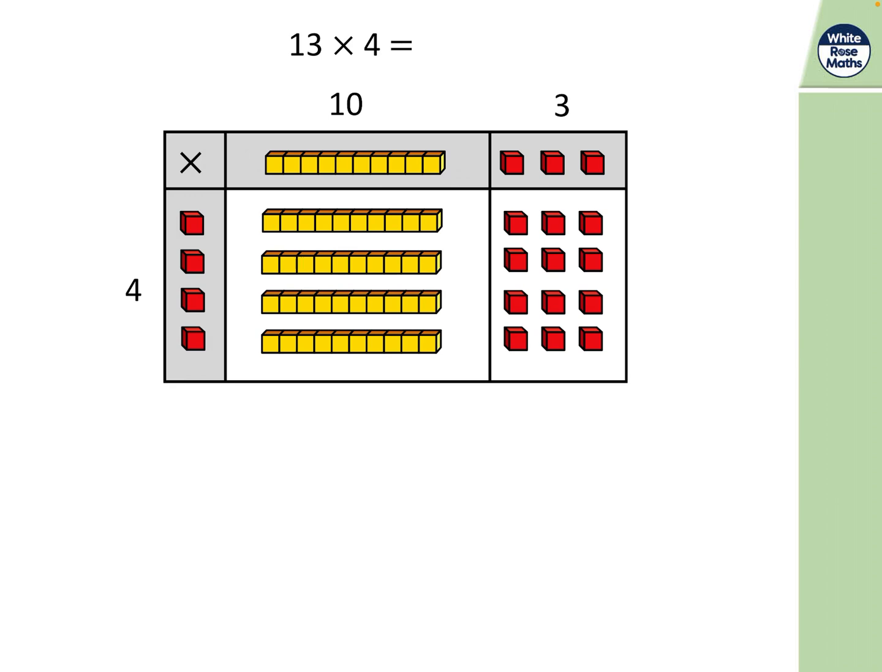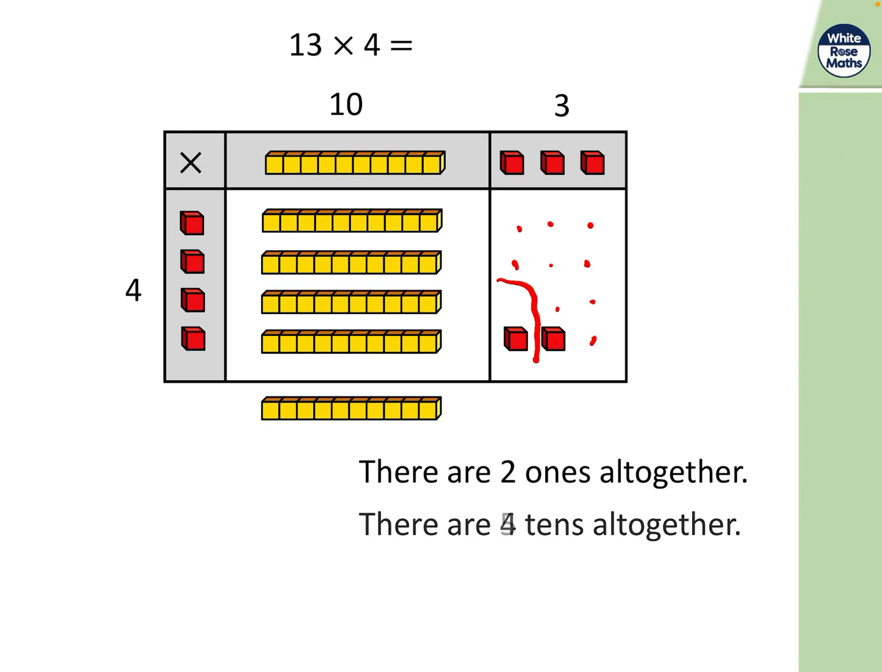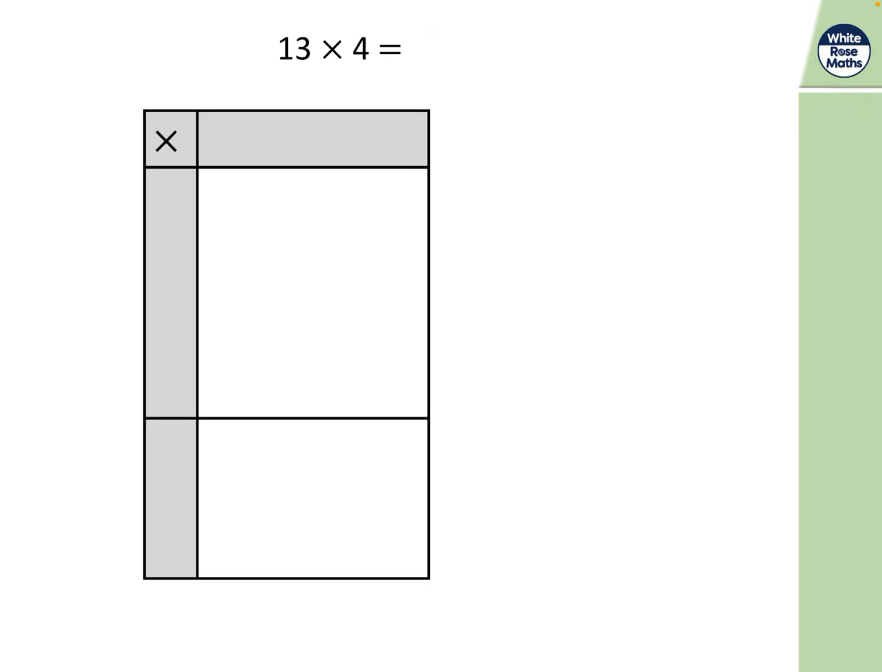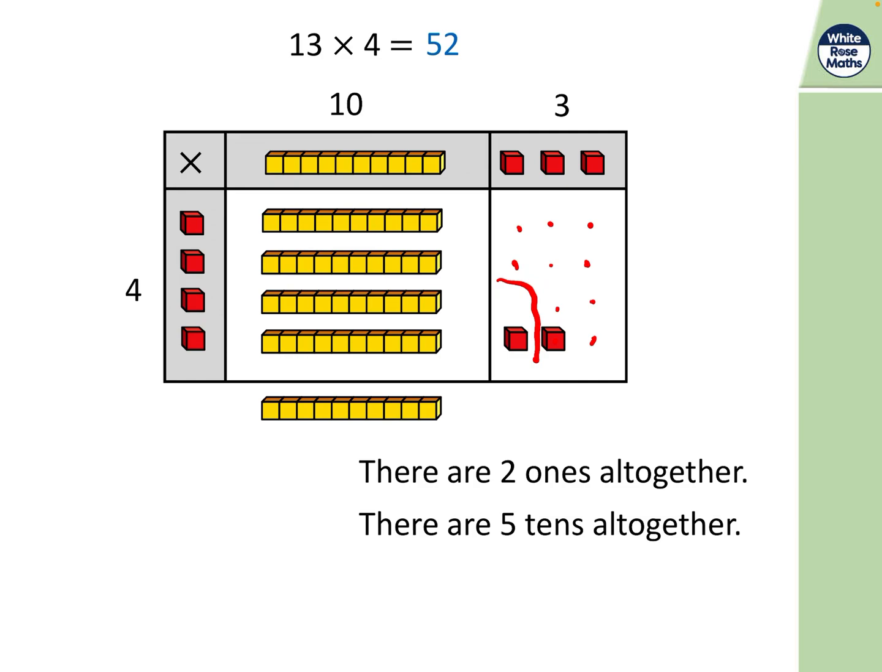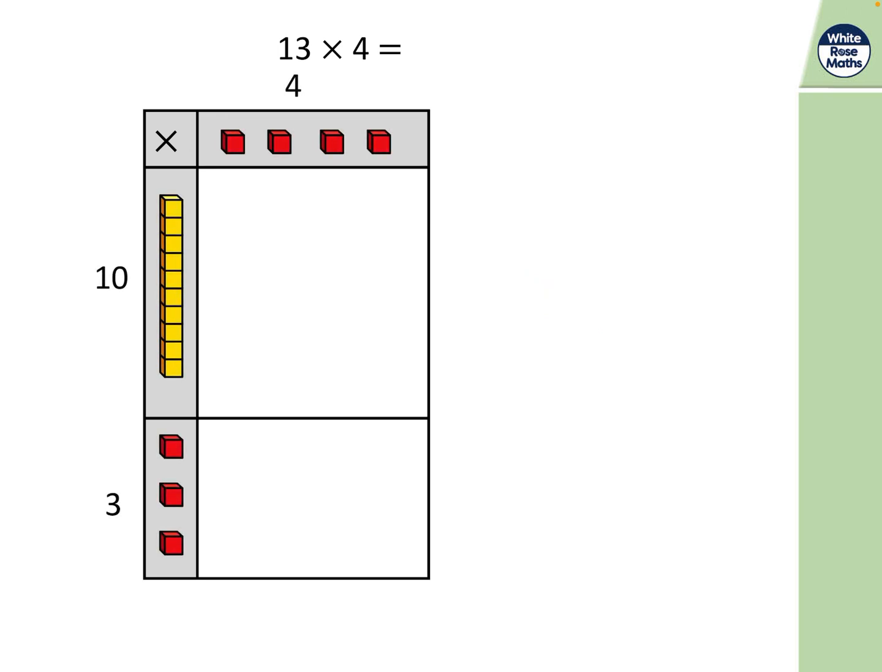Then we're going to do our 3 multiplied by 4. So we've got that there. So we're going to add them up now. As you can see, we've got 4 10s here, and 1, 2, 3, 4, 5, 6, 7, 8, 9, 10. So we can take those 10, and then we've got another 2, so we can exchange 10 of those for a stick of 10, and then we've got our 2 left over. Well done if you got 52.